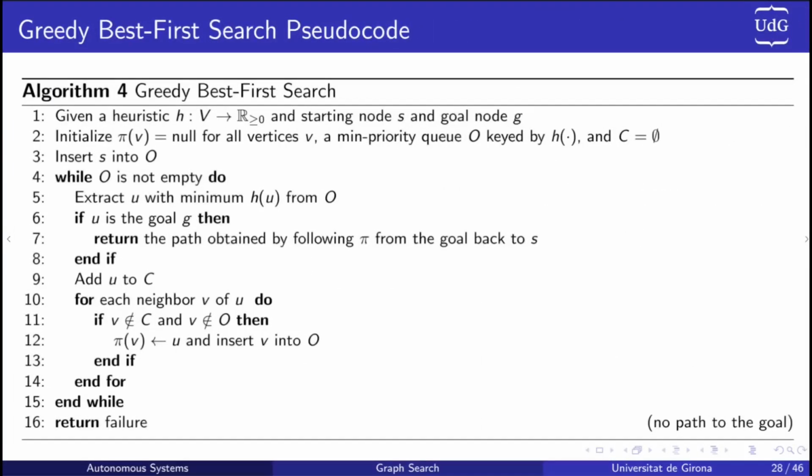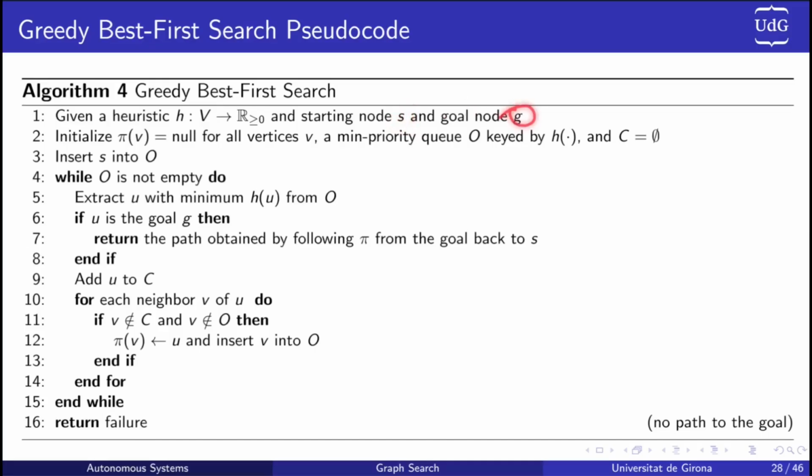Here, instead of using words, we use pseudocode, which for me is always a little bit easier to see. What is given here is this heuristic function. For the heuristic function, we always indicate that it returns a value, and this value is a real number that is 0 or greater than 0. It's that simple. We also need to know which is the starting node S, and which is the goal node G.